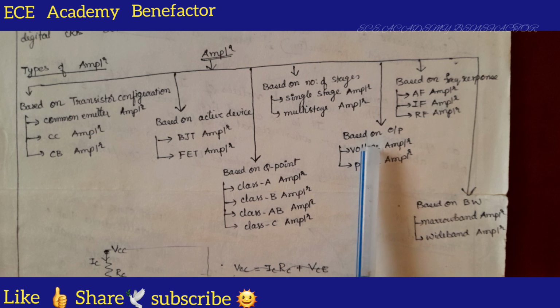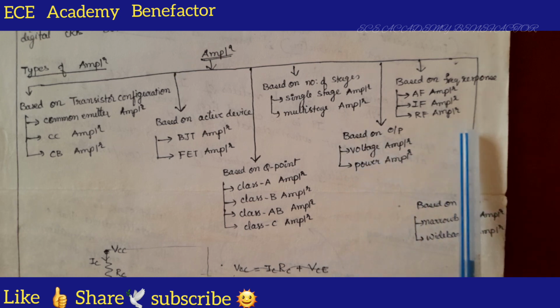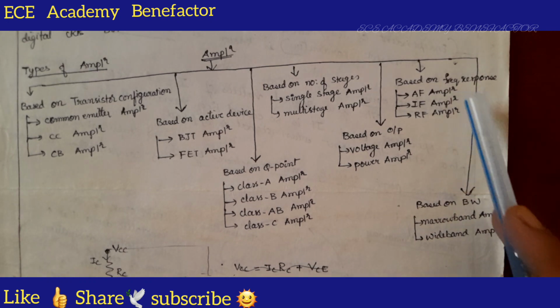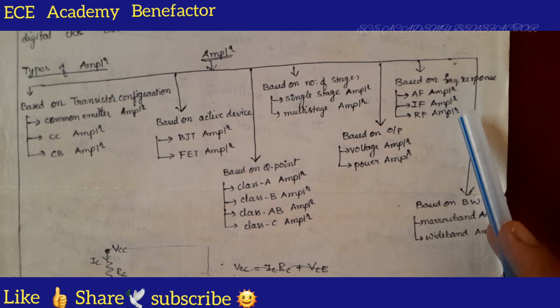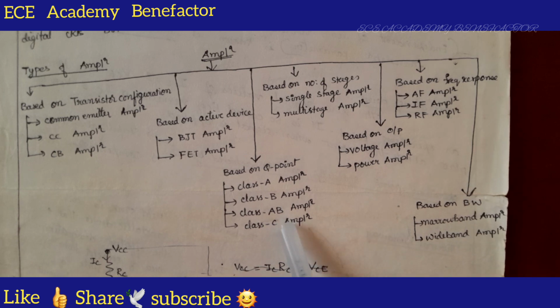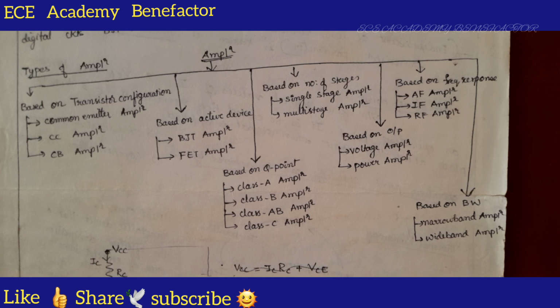Based on the output, voltage amplifier or power amplifier. Based on the frequency response, AF amplifier, IF amplifier, RF amplifier. Based on the bandwidth, narrow band amplifier, wide band amplifier. Based on the Q point, there are 4 types: class A amplifier, class B amplifier, class AB amplifier, class C amplifier.